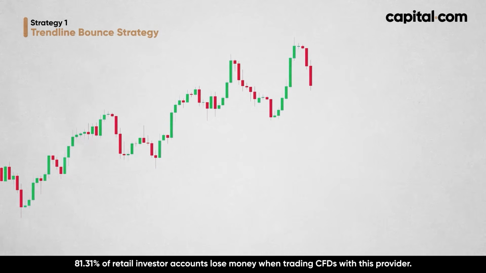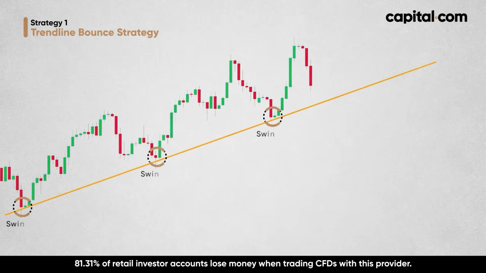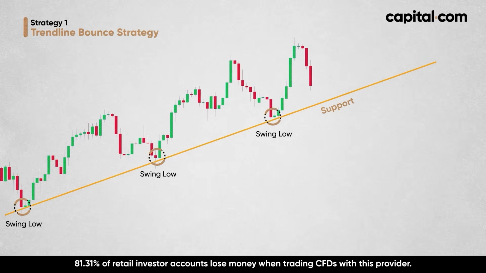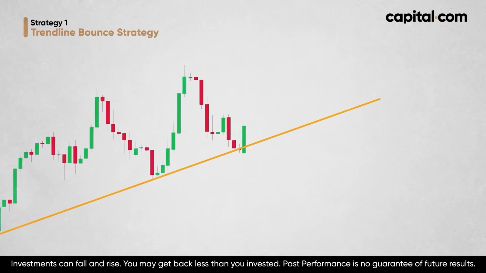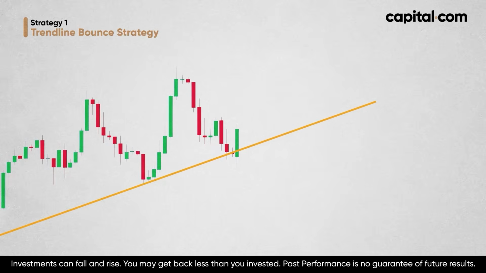Once we identify this, we draw a trend line by connecting the swing lows. This trend line acts like a support area. Now we wait. When price pulls back and comes close to the trend line, we look for confirmation, another sign that the price is likely to bounce.